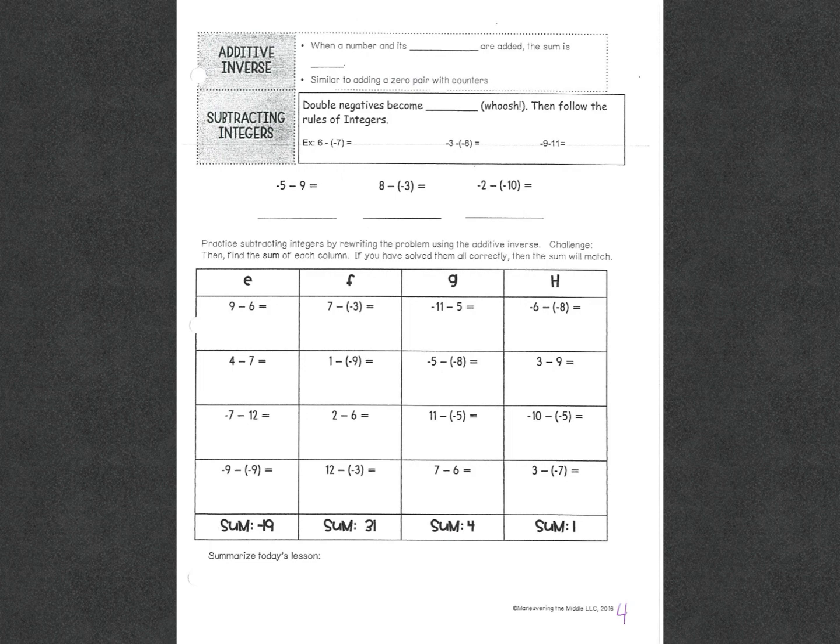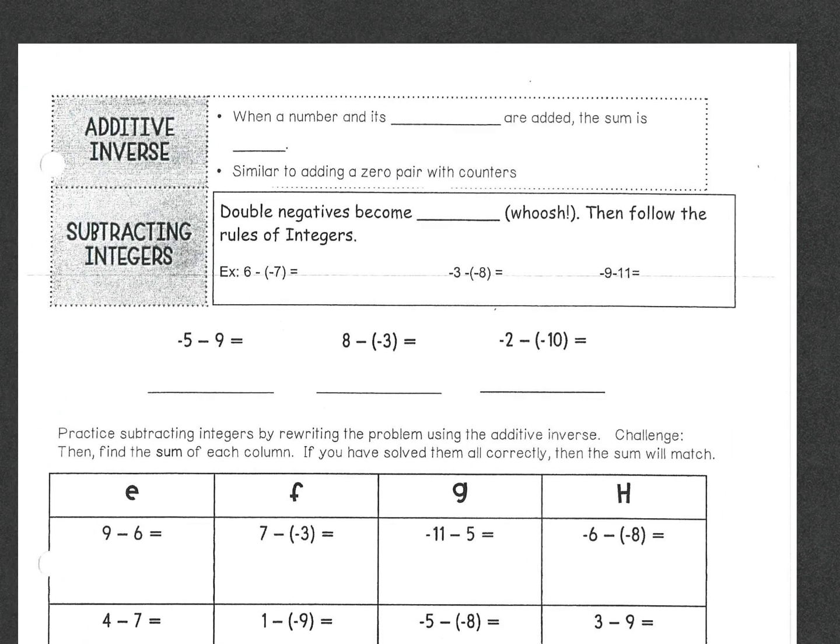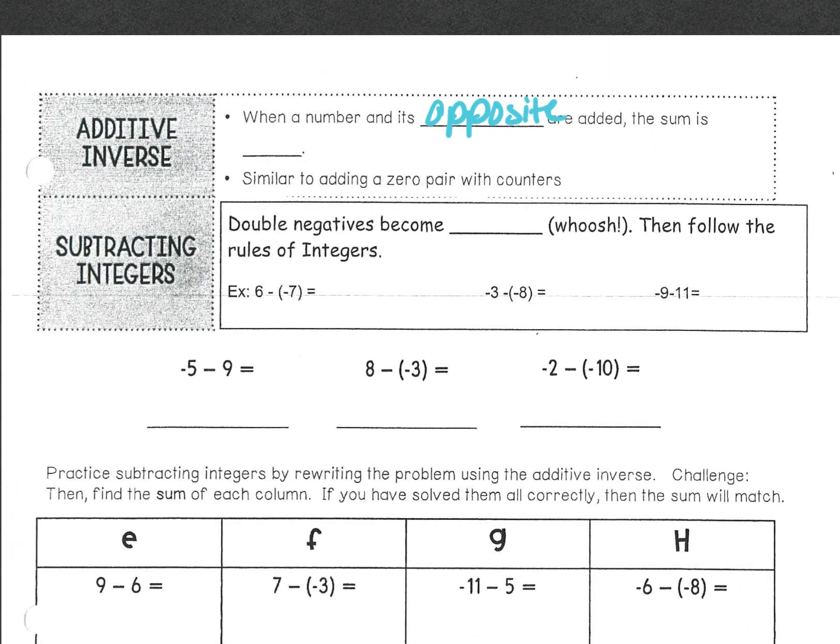Now let's talk about subtracting integers. And we can use the additive inverse here. So when a number and its opposite are added, the sum is 0. So it's like adding 0 pairs with counters here. So if I owe $9, but I add on $9 to it because I paid it off, I'm at 0. I owe nothing. Okay, so we'll come back to the additive inverse here at the bottom.